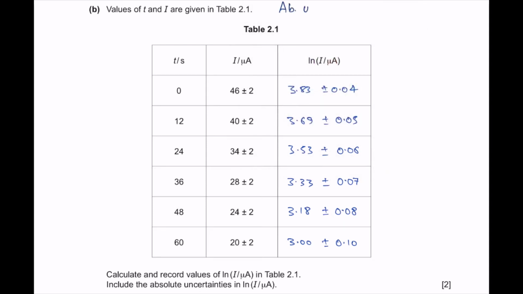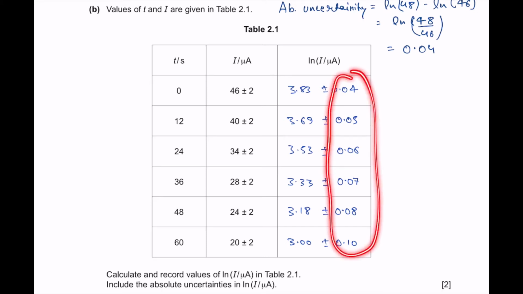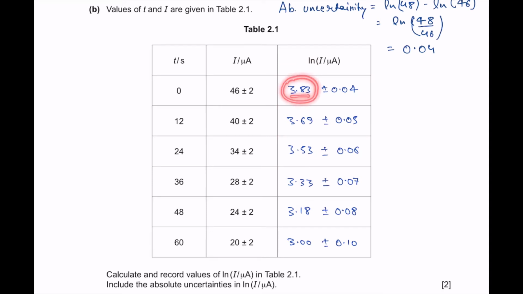The absolute uncertainty is calculated by taking ln of the maximum value, that is 46 plus 2 is 48, minus ln of the normal or mean value, that is 46. So this is ln A minus ln B, so I can write ln A by B. If you calculate this, you will get the answer 0.04 to 2 significant figures. I have taken the values up to 2 significant figures for this and up to 3 significant figures for this. And this is ln 46, that is 3.83, and this is the absolute uncertainty by using this formula.